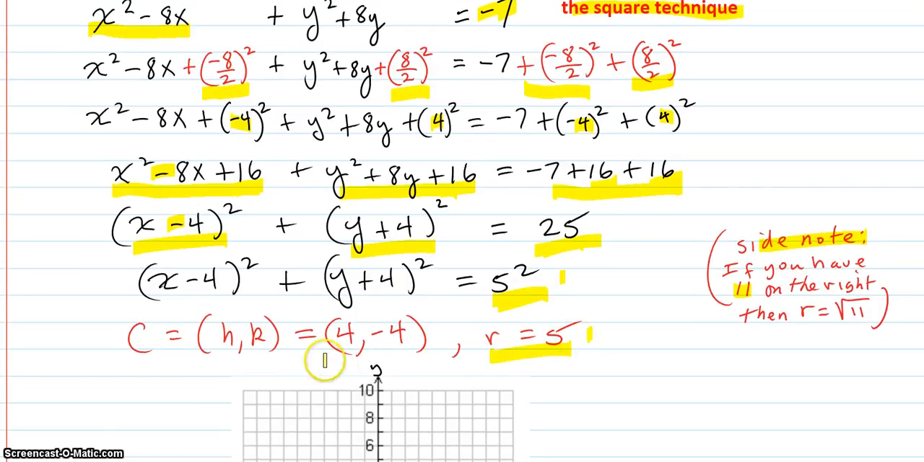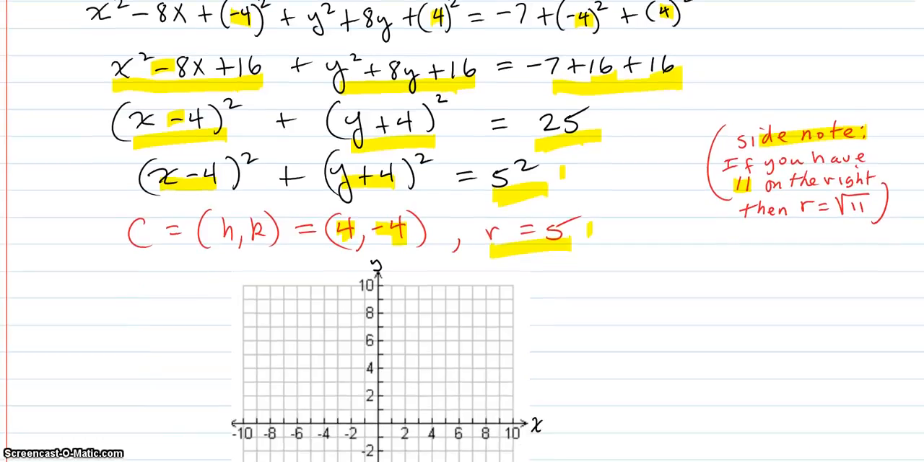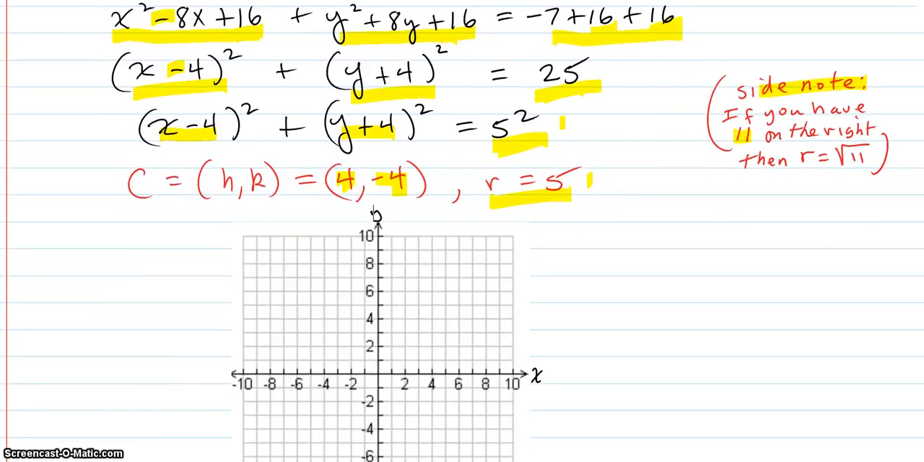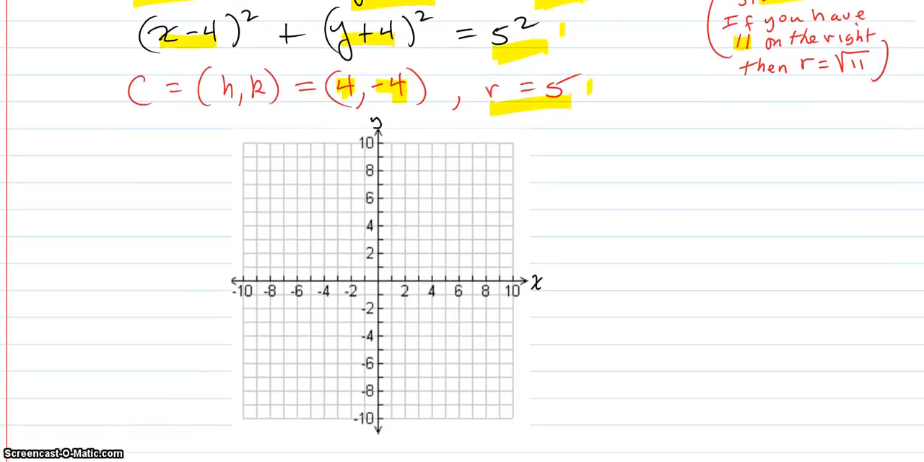Then to get the h, k center, what makes this 0 is 4. What makes this 0 is negative 4. So there we have it. And now we're going to just go ahead and graph this. And we have our h, k center at 4, negative 4. That's going to be 4, negative 4, a point right there.